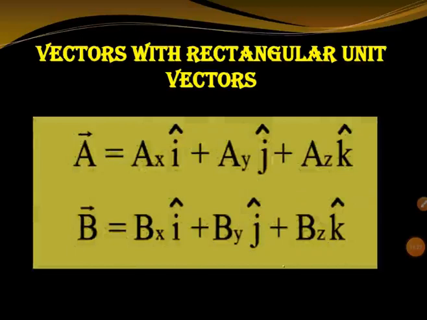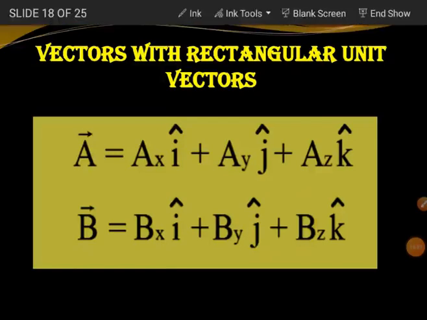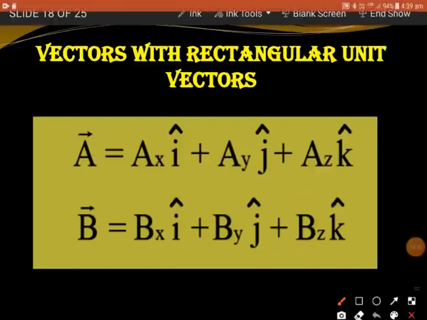Now, vectors with rectangular unit vectors, as I told you, should be written in this way, okay? As I have told you, this will be written the way I did in the previous slide. A can be written in this way, right? What is this? Ax is the magnitude of the component of a along the x-axis, and ay is the magnitude of the component of a along the y-axis. Likewise, az will be the magnitude of the component of a along the z-axis.